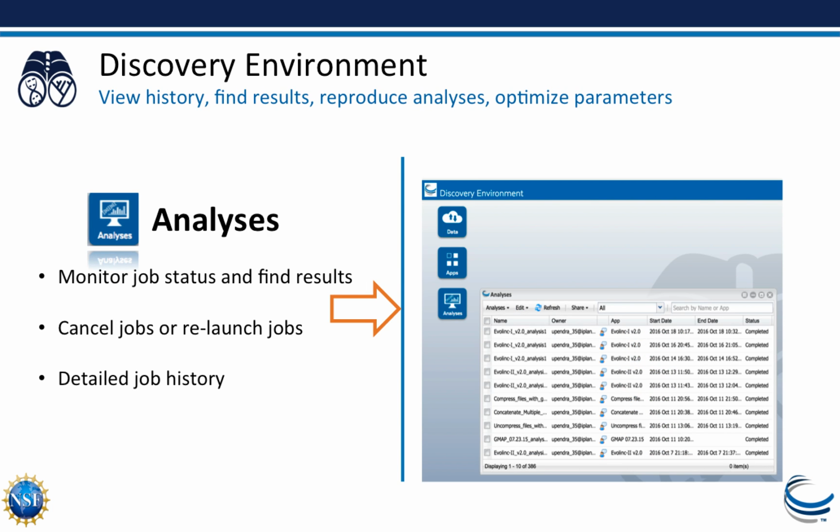The analyses pane allows you to monitor the jobs that you've launched and to find the results that are produced. You can also relaunch a job using the same set of parameters so that you don't have to start from scratch filling it out again. And there's a detailed job history for everything that's executed within the Discovery Environment. This is really important for provenance and for tracking what happened during an analysis.